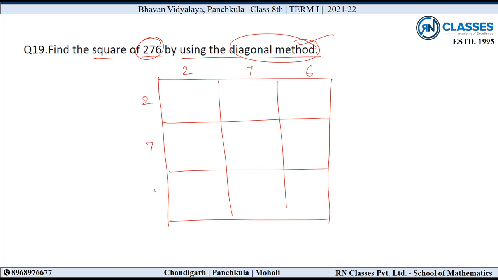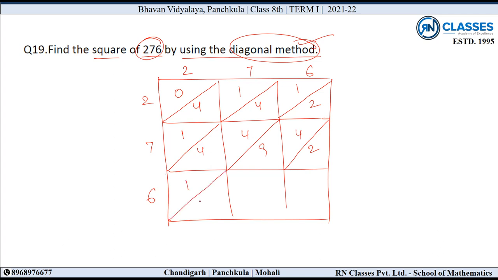2, 7, 6. Now, 2 twos are 4, 0, 4. 2 sevens are 14 and 2 sixes are 12, right? 7 twos are 14, 7 sevens are 49, 7 sixes are 42, 6 twos are 12, 6 sevens are 42, and 6 sixes are 36. Now just add the diagonals. 6, you will get this. 3 plus 2 plus 2, 7. Up 9 plus 4 plus 4 plus 2 plus 2, total is 21.